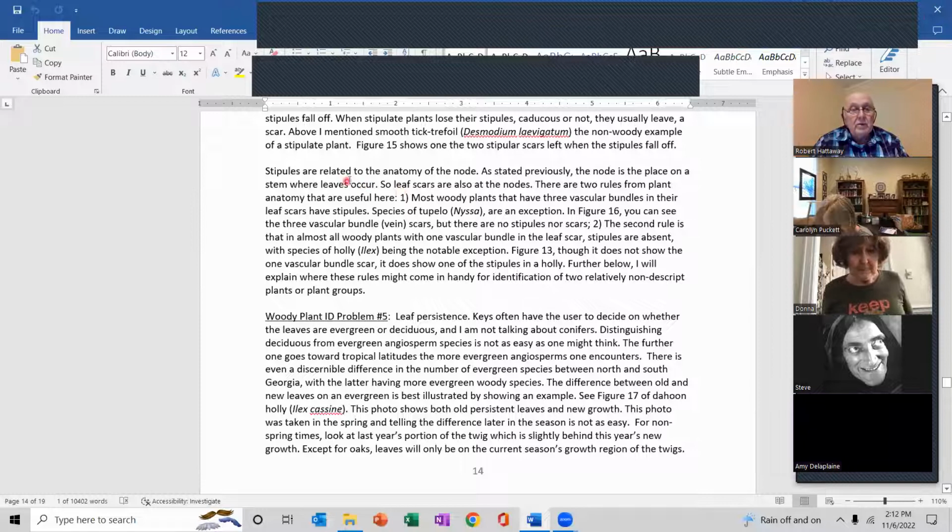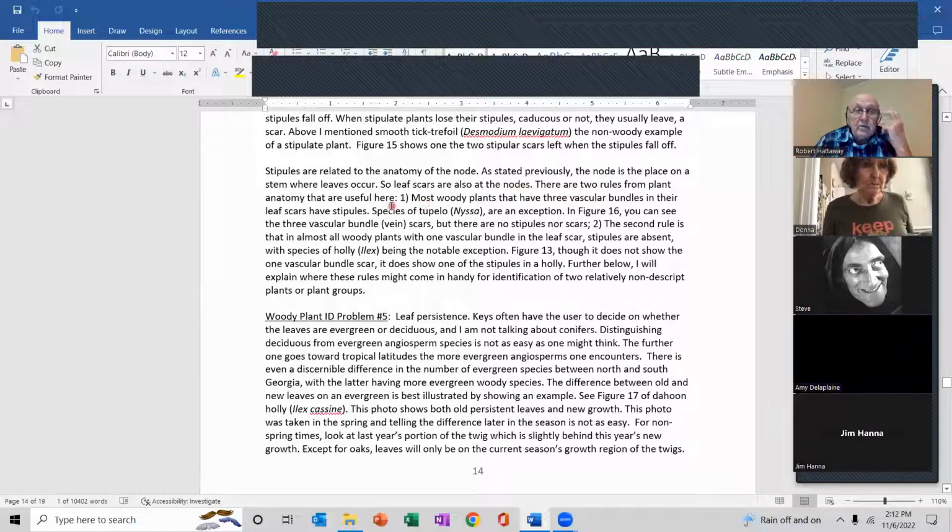Leaf scar, okay, stipules are related to the anatomy of the node. As stated previously, and by the way, if you can master stipules, you can really exponentially get ahead in identifying some plants. The node is a place on a stem where leaves occur. That's what a node is defined as. Leaf scars are also at the nodes. There are two rules for plant anatomy that pertains to plant identification.